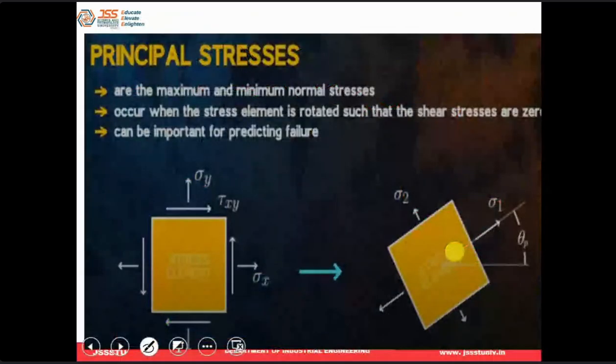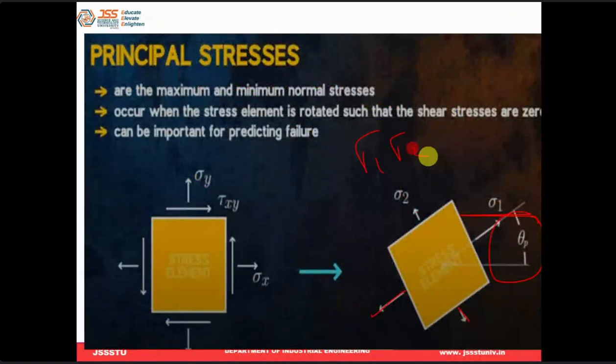Now what is that particular angle? Only principal stress will be developed. That is only like in a plane stress, sigma and sigma, whereas tau is zero.